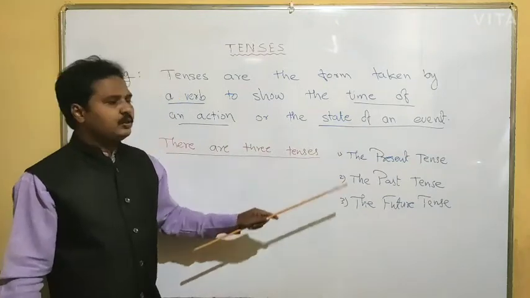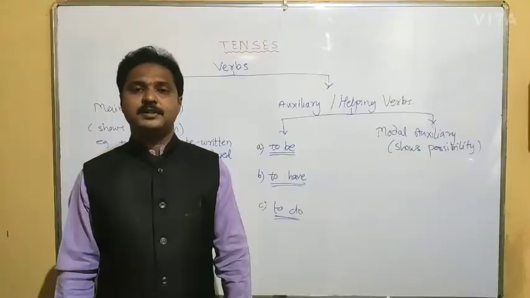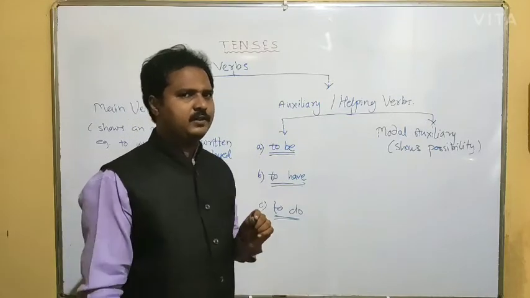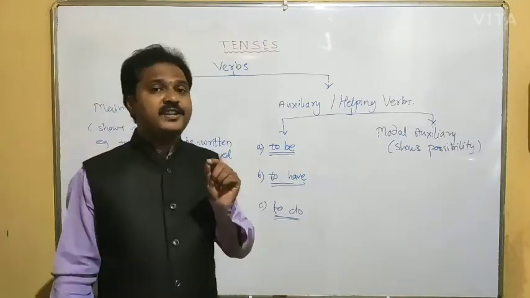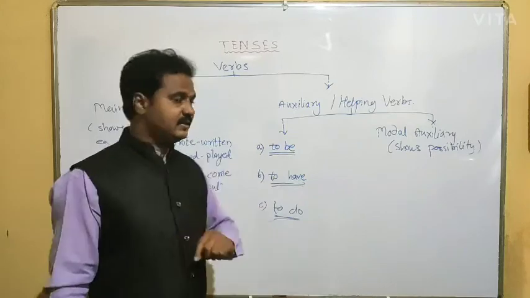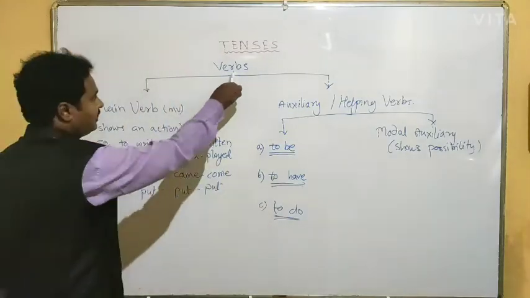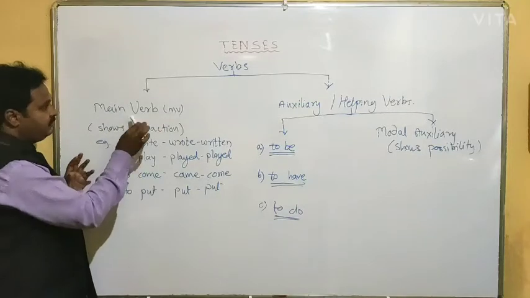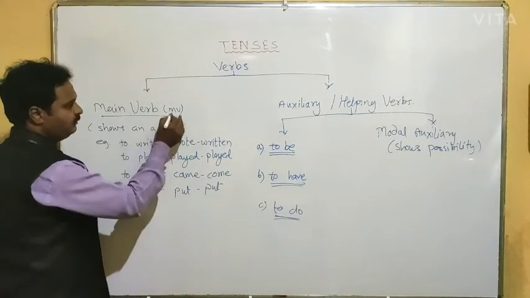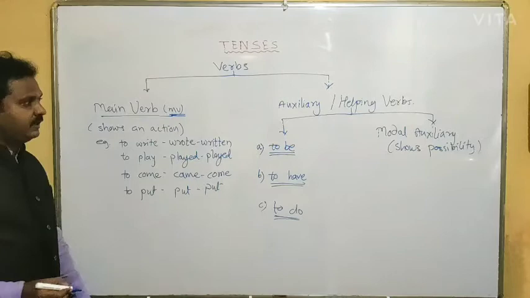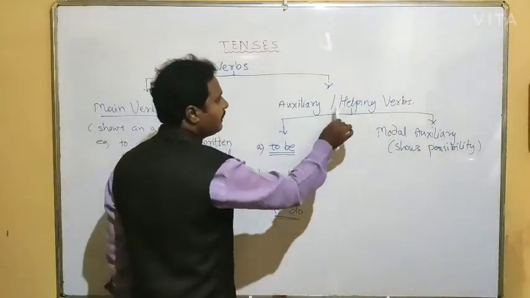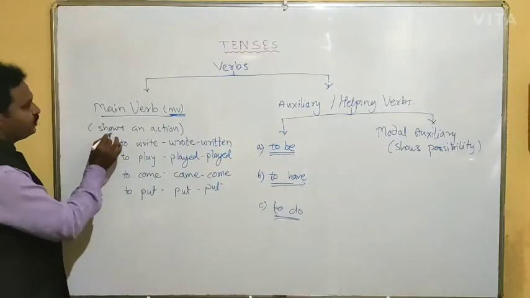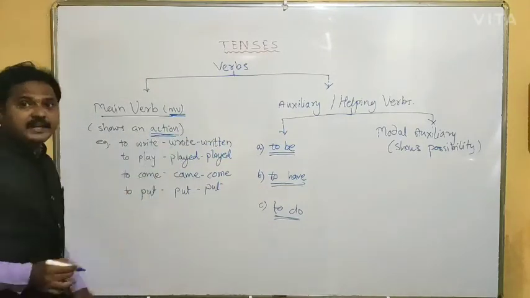Let us see each of the tenses in detail. Before we start to learn about tenses, we will take a short revision of verbs, because verb is very essential to make tenses. Verbs are of two types, that we knew. First of all, main verb, which we show as MV, and the second one is auxiliary verb, that is helping verb. We know the main verb shows an action.